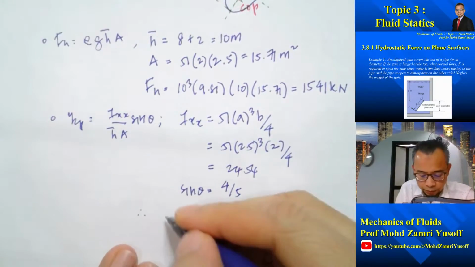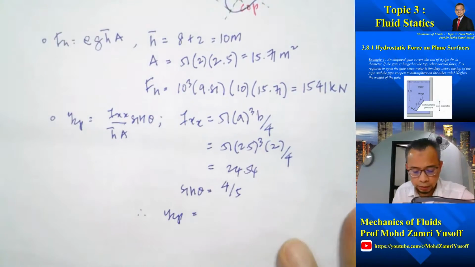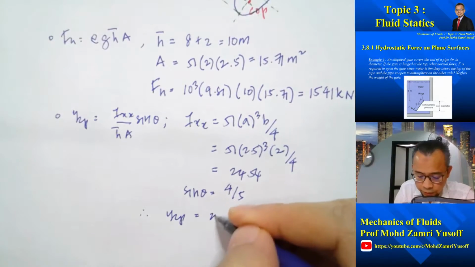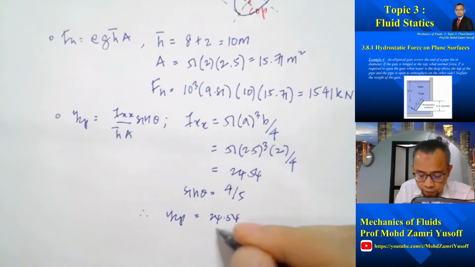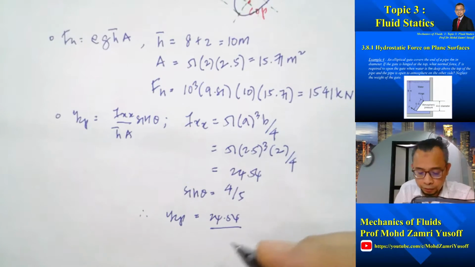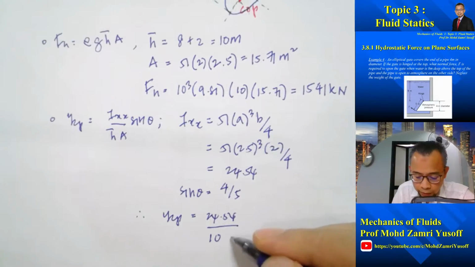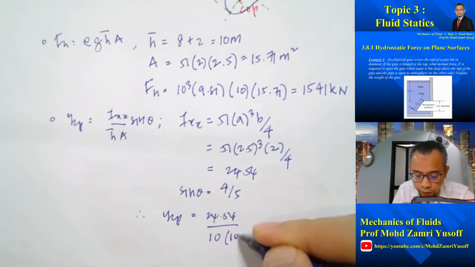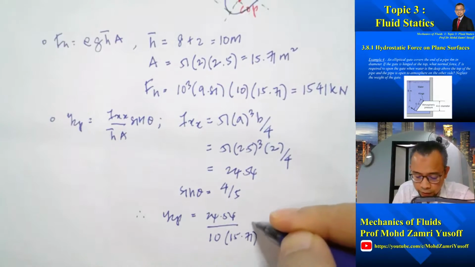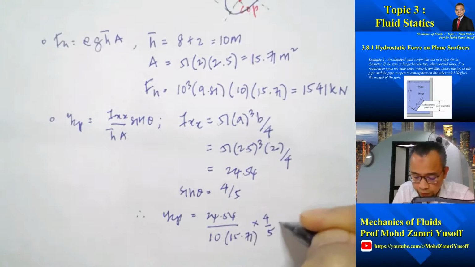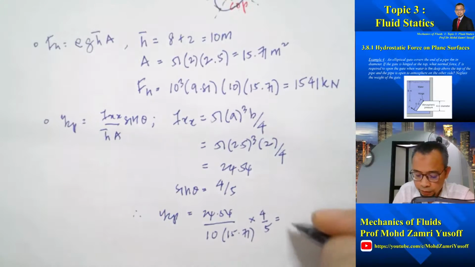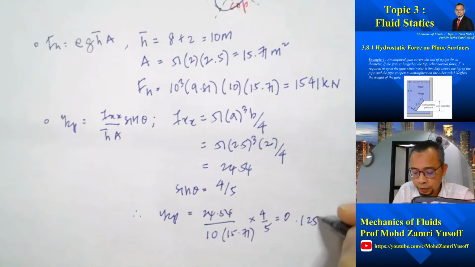So now we can calculate YCP. Ixx is 24.54. H bar we have already calculated is equal to 10. A we have already calculated is equal to 15.71, and sine theta is 4 over 5. That gives us YCP is equal to 0.125 meter.